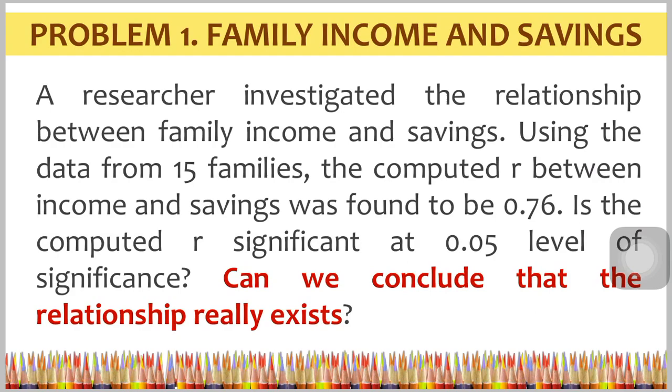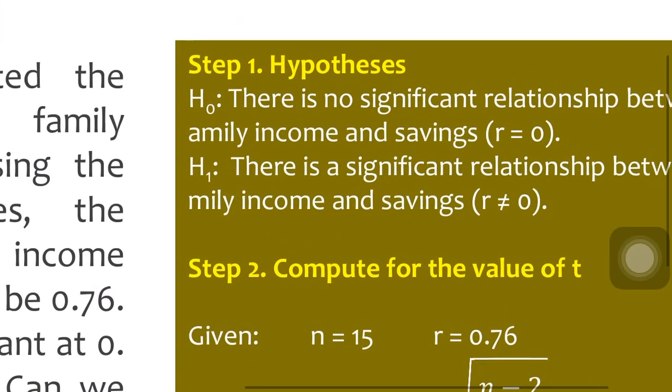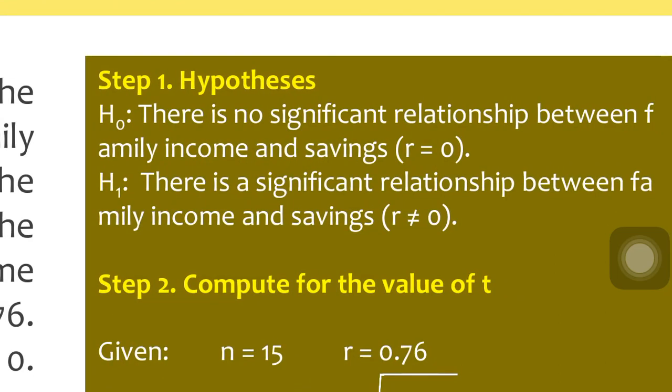Now, step 1 is state the null and the alternative hypothesis. For the null hypothesis, we say that there is no significant relationship, or we say that R is equal to 0. So we state our null hypothesis: there is no significant relationship between family income and savings, or we say that our correlation coefficient is equal to 0. For the alternative hypothesis, we say there is a significant relationship between family income and savings.